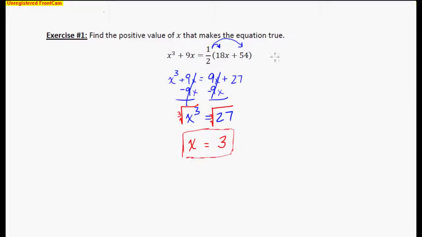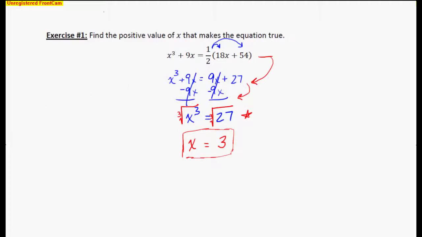And really, this step right here, going from here down to here, is nothing new. We've done distribution before. This step right here is nothing new. We've subtracted 9x on both sides before. This step is new in this unit, but again, we did it a couple videos ago. So really, it's just kind of putting a bunch of things together in order to solve these.